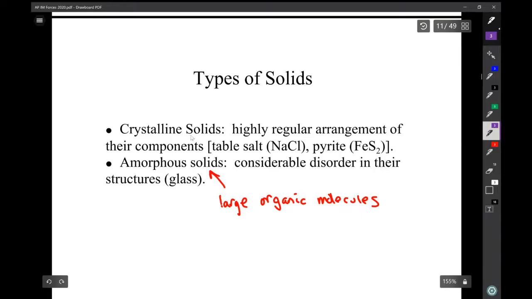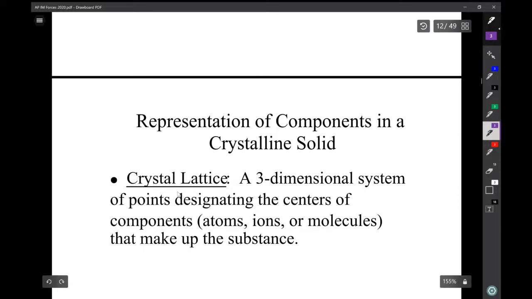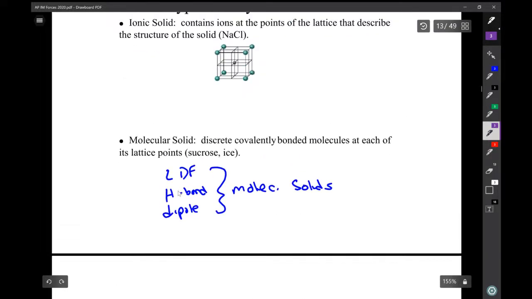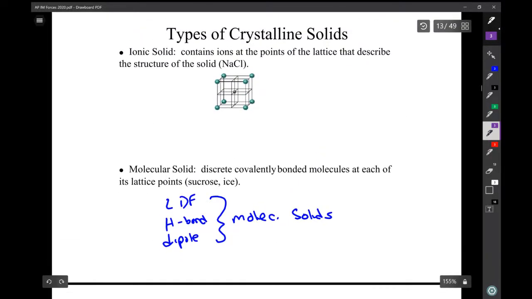Now, the crystalline solids we can break down into four different categories. Here are two of the four. The first one is an ionic solid. An ionic solid contains ions at points of the lattice that describe the structure.